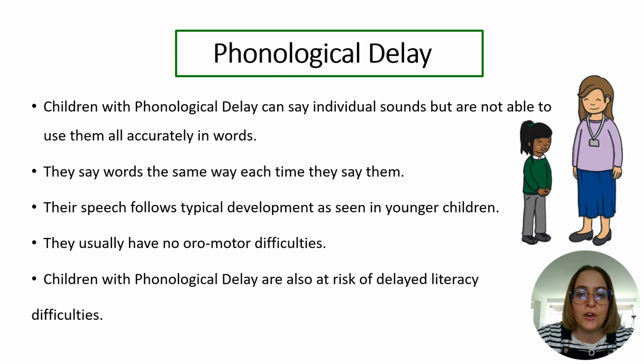They usually have no oral motor difficulties. This means their tongue, lips and teeth move as expected, and there's no groping or dribbling present. Children with phonological delay are at risk of delayed literacy difficulties.